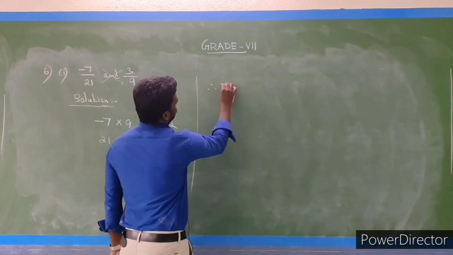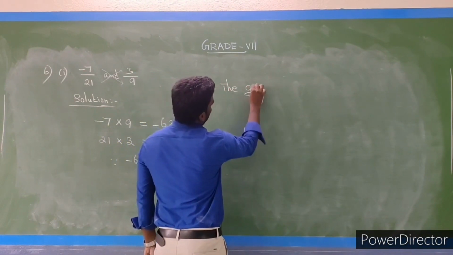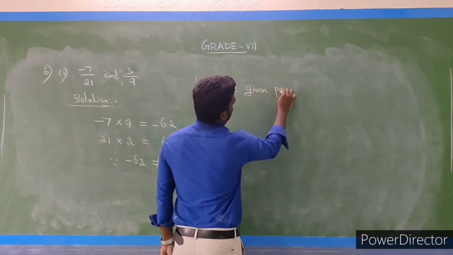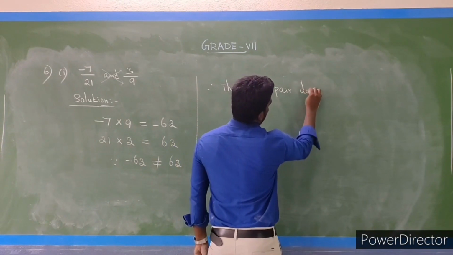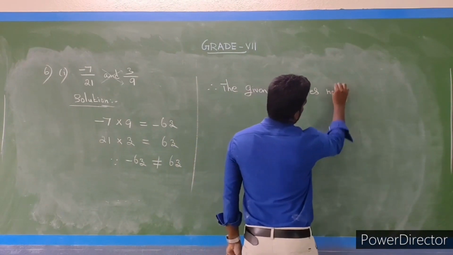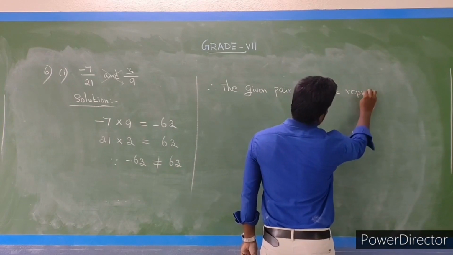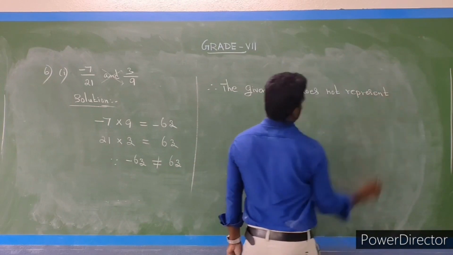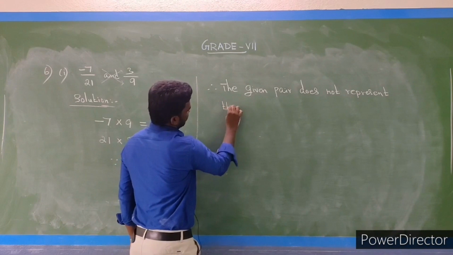Therefore, the given pair does not represent the same rational number.